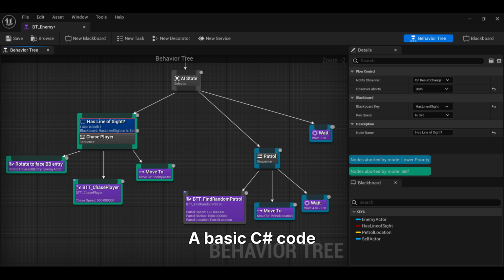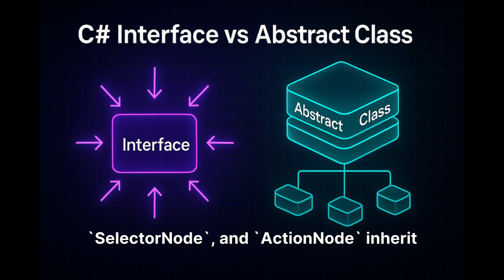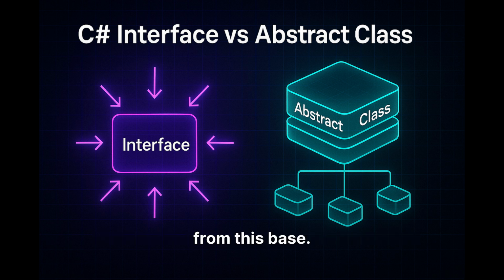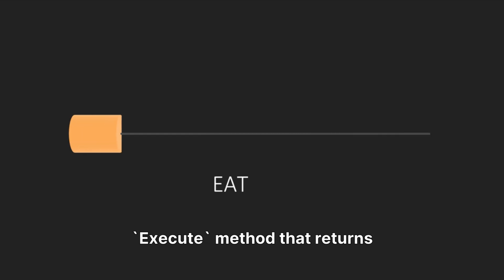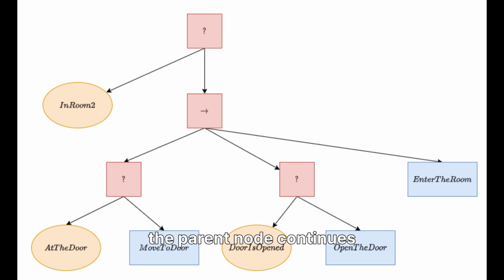A basic C# code structure for implementing a behavior tree involves defining a base node class. Derived classes like SequenceNode, SelectorNode, and ActionNode inherit from this base. Each node has an Execute method that returns its status: running, success, or failure. This status determines how the parent node continues its execution flow.